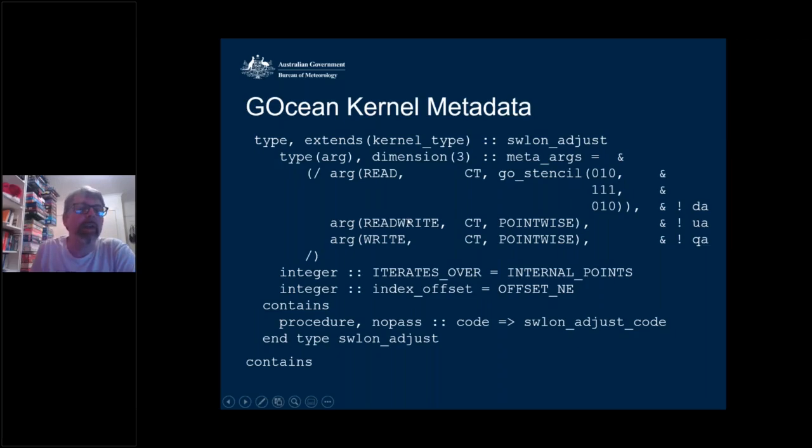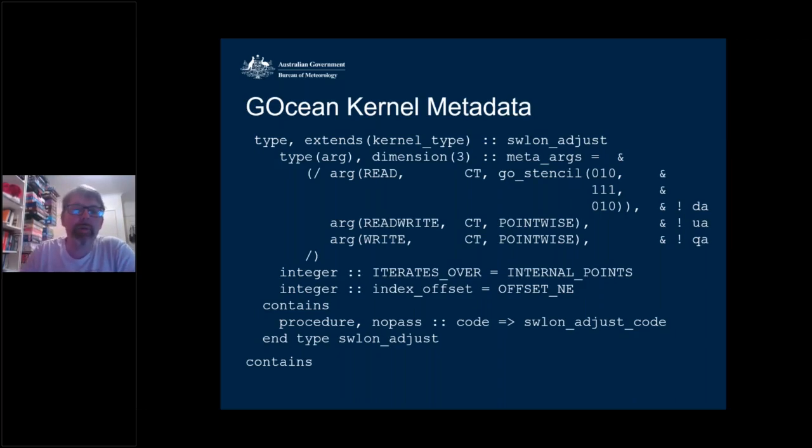Now the next argument, the second one, is read-write. So it's being read and written as well, and is point-wise, so it does not have a stencil access. And the last argument is point-wise as well. This C is again the type of field, which has to do with the staggering. I didn't need this at all for my application, so for me it's all the T type.